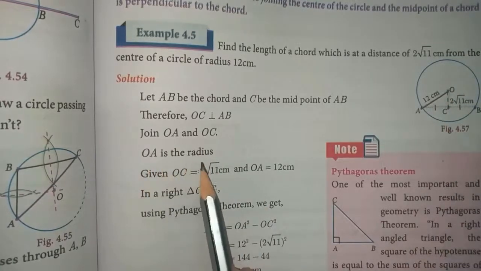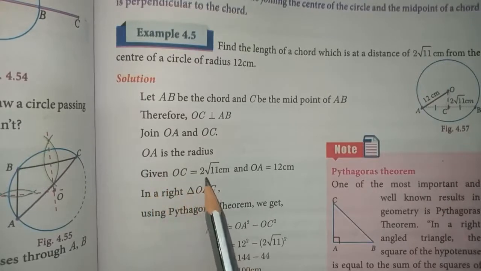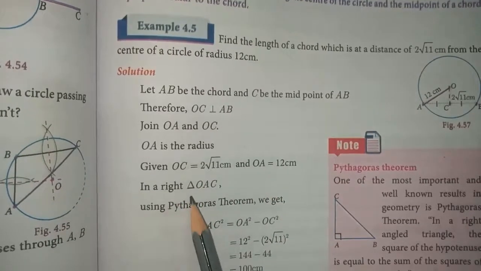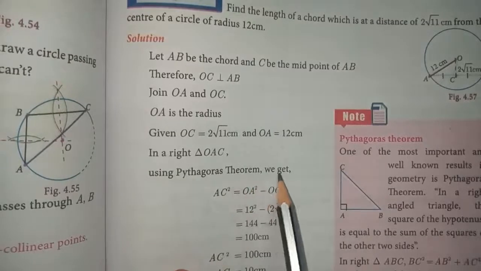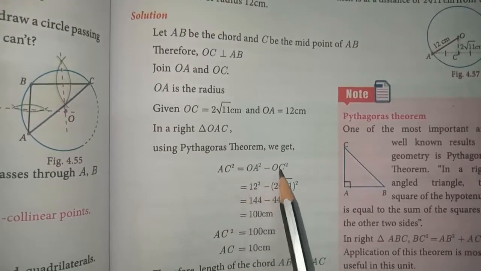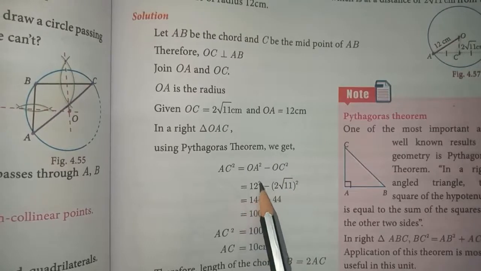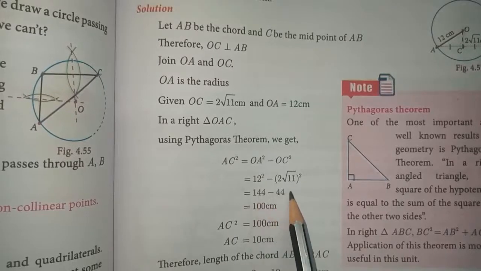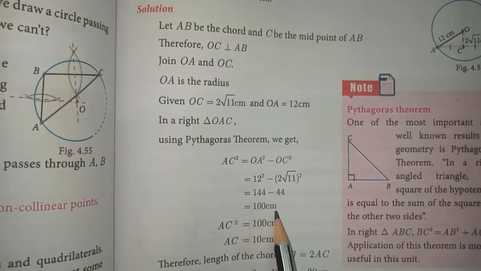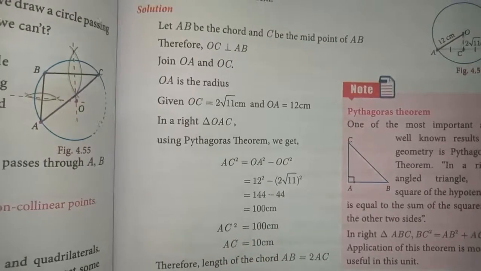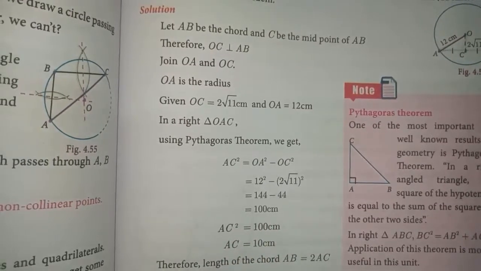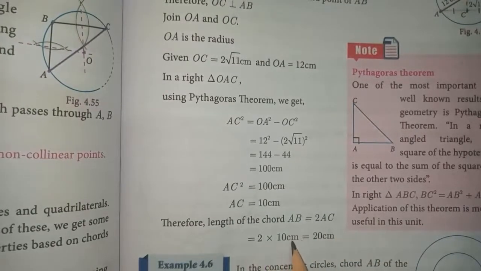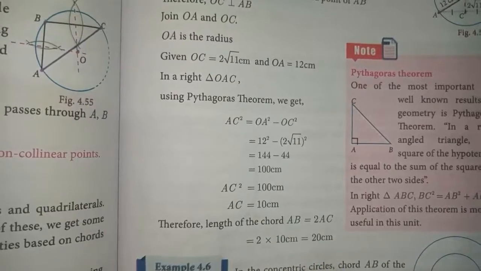So here we can see OA is the radius. Given OC is equal to 2 root 11 centimeter and OA is equal to 12 centimeter. In the right angled triangle OAC, using Pythagoras theorem, we get AC square is equal to OA square minus OC square, which is equal to 12 square minus 2 root 11 the whole square, which is equal to 144 minus 44, which is equal to 100. So AC square is equal to 100, AC is equal to 10 centimeter. Therefore, length of the chord AB is equal to 2 times AC, which is equal to 2 into 10 centimeter, which is equal to 20 centimeter.